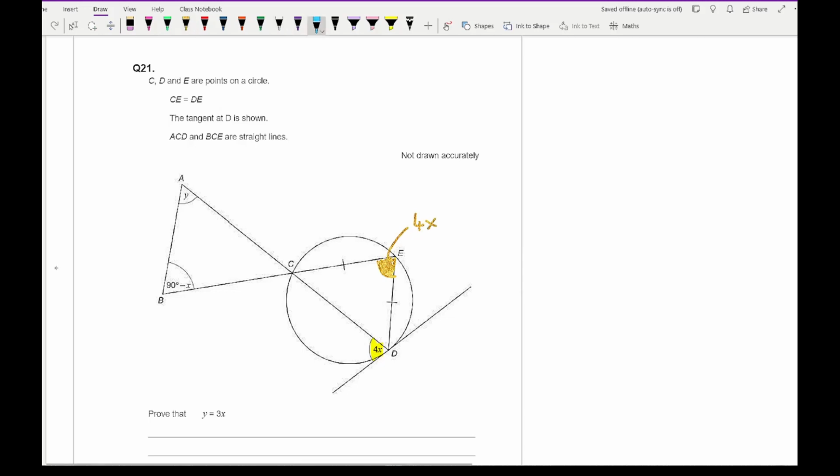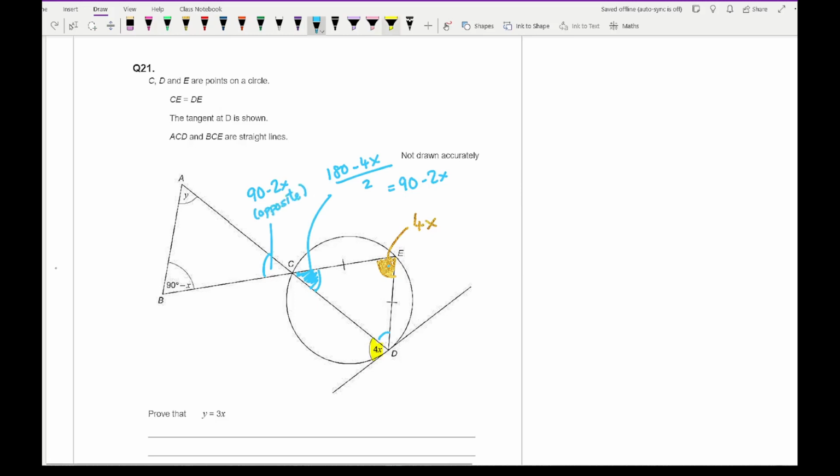Now because this triangle is isosceles, to work out what this angle here is, that's going to be 180 minus this angle here, which is 4x, divided by 2, because that angle is the same as this angle here. Simplifying all of this, I've got 180 divided by 2, which is 90, and 4x divided by 2, which is 2x. Now this angle here is also going to be 90 minus 2x, and the reason for that is because they are opposite.